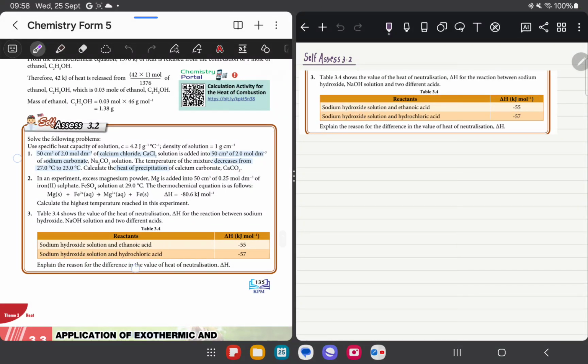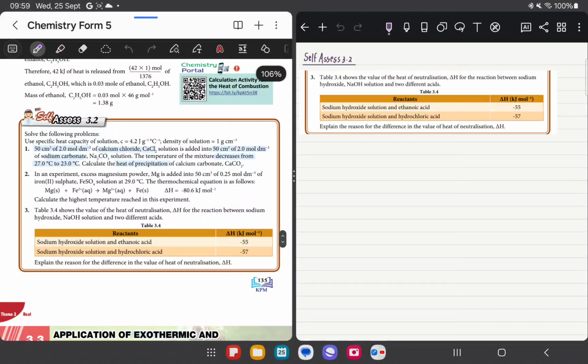Okay, so for today I'm going to continue with chapter 3 thermochemistry with self-assessment 3.2. In the previous video I already discussed question number 1, and now I'm going to discuss question number 3 first, before I jump to question number 2. Why I chose question number 3 first: because it's about heat of neutralization, and I expect that this particular heat would be a main topic for this year's SPM.